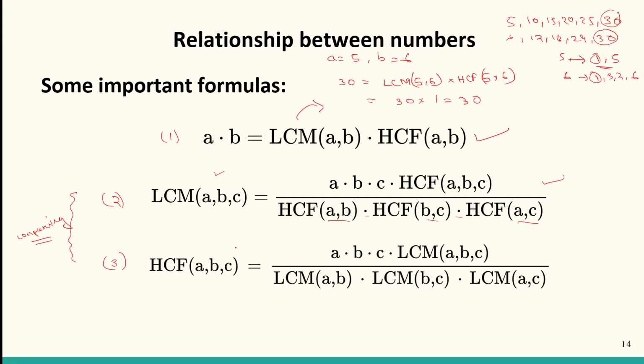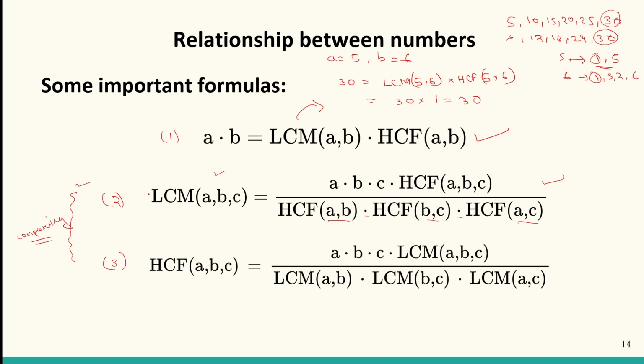And if you just swap the positions there, swap HCF with LCM, that is, you try to find HCF of A, B and C. Then you give ABC to the numerator and multiply with the LCM of ABC. And in the denominator, you find LCM of all the two combinations possible out of those three and multiply them together. So LCM of AB is multiplied with LCM of BC, multiplied with LCM of AC. So you can easily remember these two by comparing, because the only thing that happened here is LCM and HCF positions were swapped.